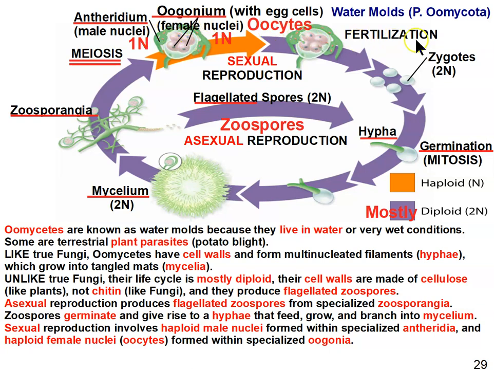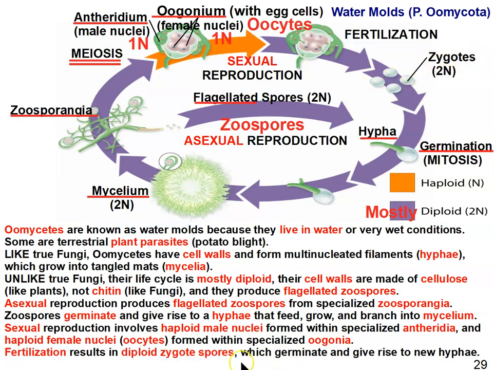And fertilization, just like when a sperm fertilizes an egg, the real fertilization is when the sperm nucleus fuses with the egg nucleus. We see the same thing going on here, where the male nuclei will fuse with the female nuclei, and that's fertilization to form diploid spores. And those diploid spores, those diploid zygote spores, are going to germinate and give rise to new hyphae.